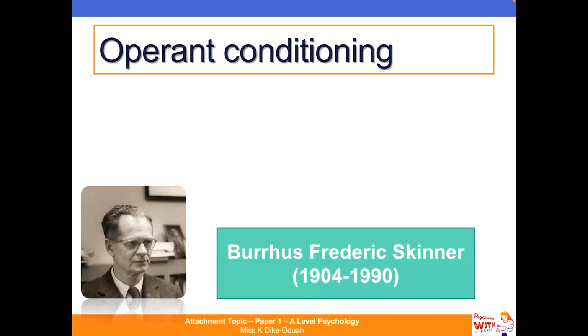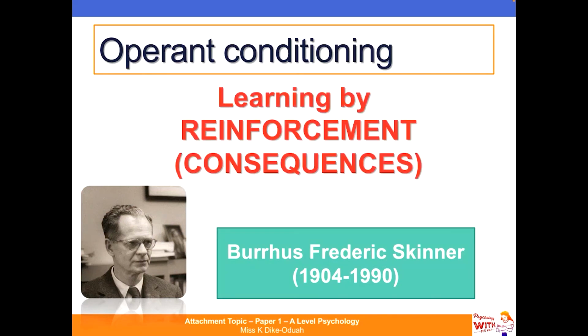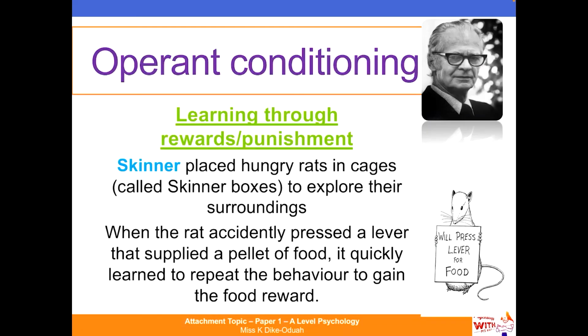Then we have operant conditioning, and operant conditioning was put forward by Skinner. The tagline for operant conditioning is that you learn by reinforcement, or you learn by consequences. Now, what Skinner did is he placed hungry rats in cages, known as Skinner's boxes, to explore their surroundings. And when the rat accidentally pressed a lever, the lever that provided the food, it quickly learned that every time I press this lever, I'm going to get the food. So the food was that rewarding factor, and they realized that the consequence of pressing this lever is I'm going to get food, and that food is going to suppress all hunger that I previously experienced.